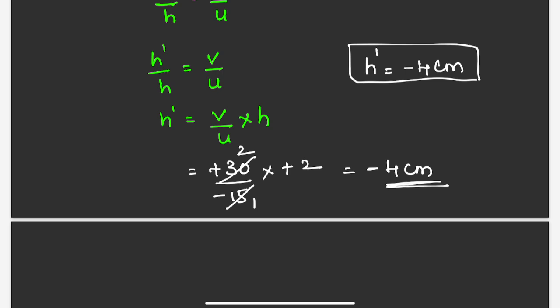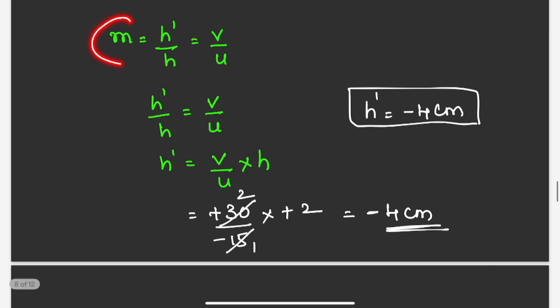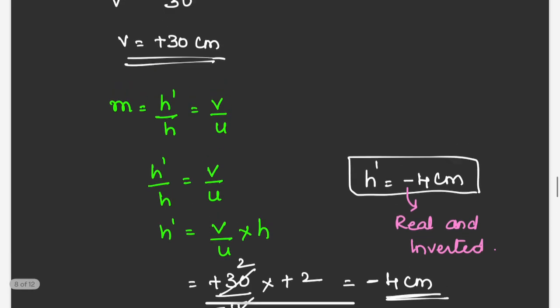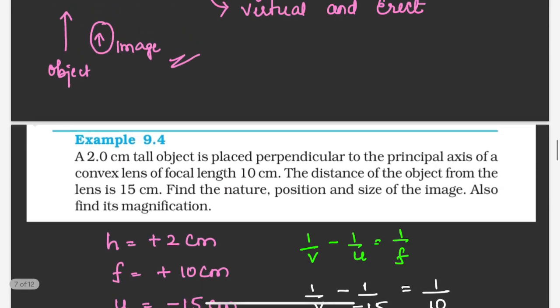So now what does this negative sign indicate? So in magnification, if this negative sign is there, then it indicates the image is real and inverted. So you will write the image formed is real and inverted. So this is how we calculate.